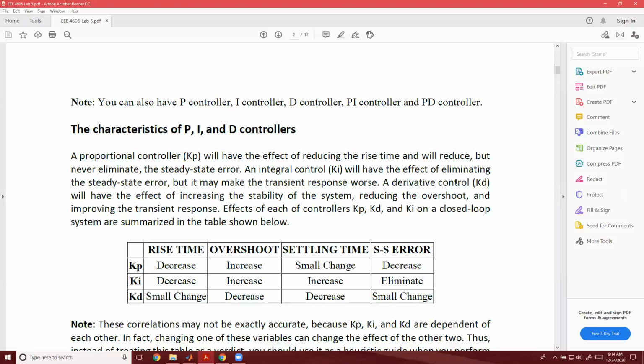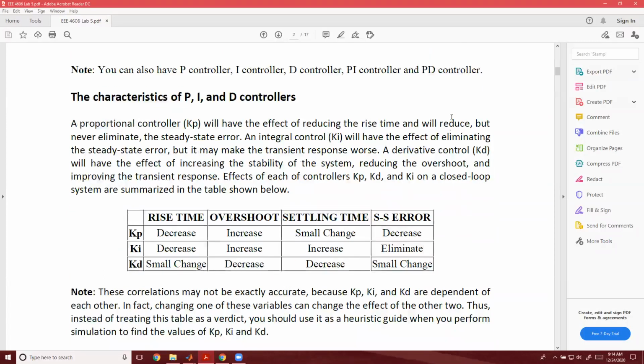Yes, sir. So whenever we increase our system type, our steady state error is either decreased or eliminated. Most of the time it's eliminated. It depends on what type of input you put, obviously. But for step input, anything over a first order system will have 0 steady state error when we increase the system type, right? Yes, sir. That's what happens in that case.